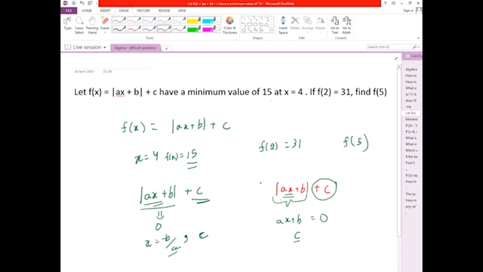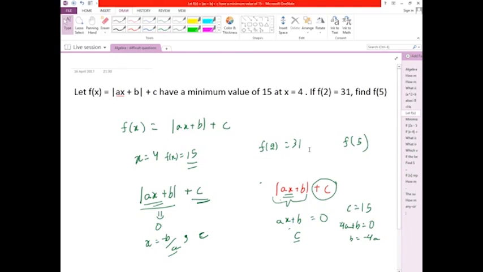We know that it has a minimum value of 15. So c is equal to 15, right? Because the minimum value will be c. The minimum value is at x is equal to 4. So we substitute 4 in here. 4a plus b is equal to 0, or b equal to minus 4a.